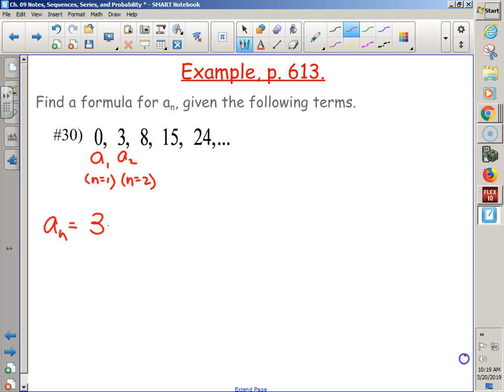How about 3n minus 3? Why not? 3 minus 3 is 0. 6 minus 3 is 3. 9 minus 3 is 6. But do you see what I'm doing? So we need a 1 to get 0, a 2 to get 3, a 3 to get 8, a 4 to get 15, and a 5 to get 24.